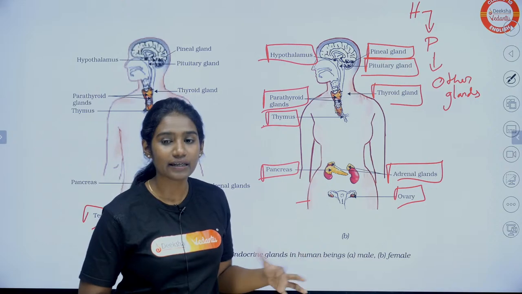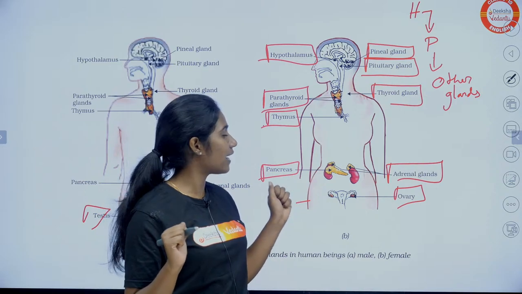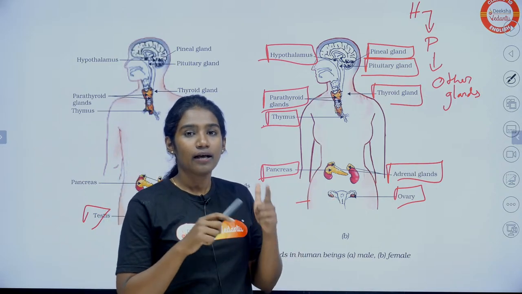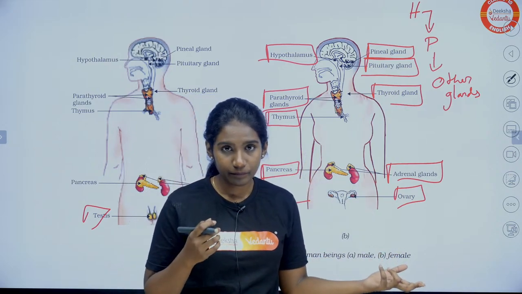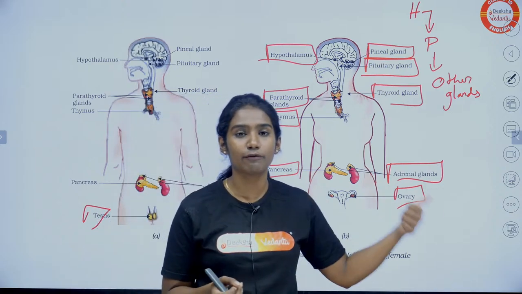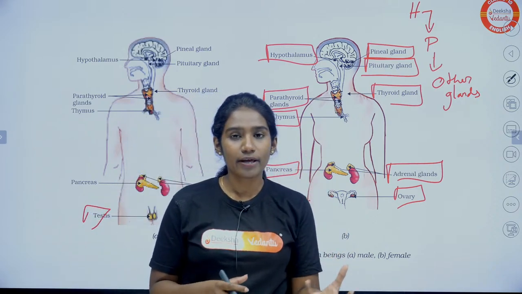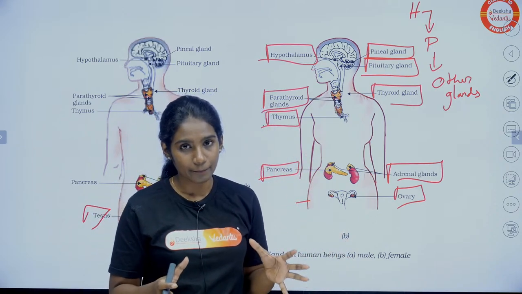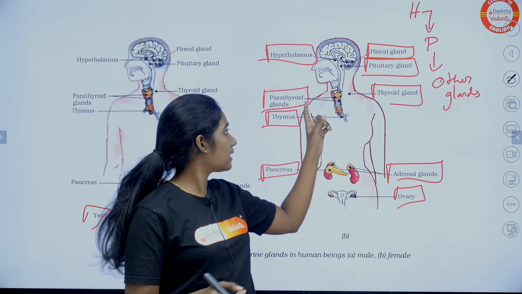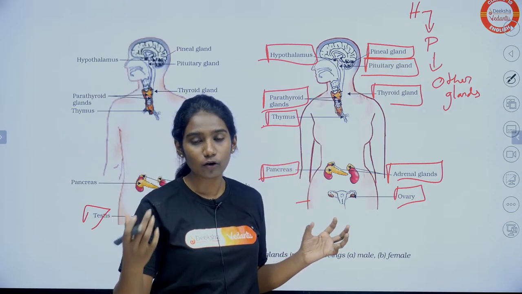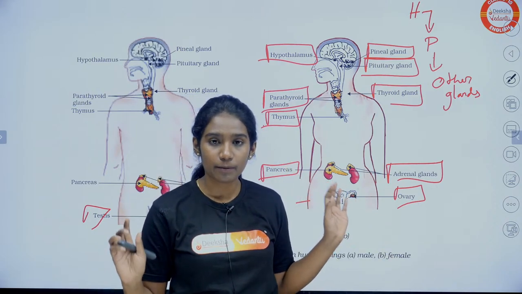Along with that, it also secretes certain stimulating hormones like follicle stimulating hormone, luteinizing hormone, and then there is prolactin. What is follicle stimulating hormone? FSH. What is FSH doing? It is secreted by the pituitary gland. It plays a very important role in female ovulation. On the 14th day of the menstrual period, the FSH will stimulate ovulation.